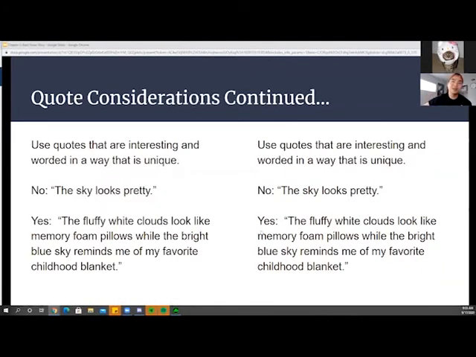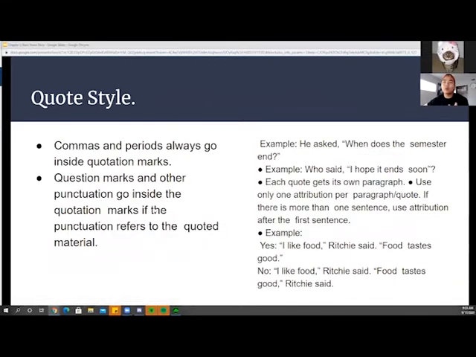I actually put this twice, but use quotes that are worded in a unique way. If people, when they're talking, give you nothing interesting, like "The sky looks pretty," don't use it, don't feel obligated. But if they're a little more descriptive, like, "Oh, the fluffy white clouds look like memory foam pillows," those are a little more interesting. So consider quotes that are worded in a unique way.